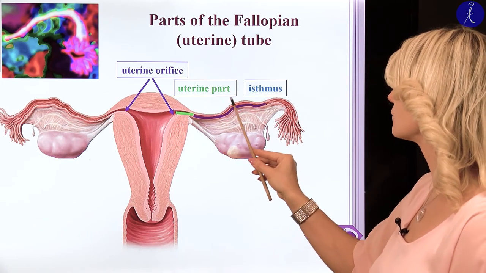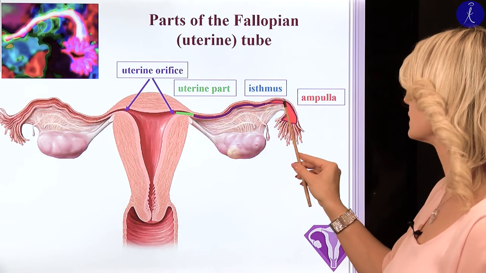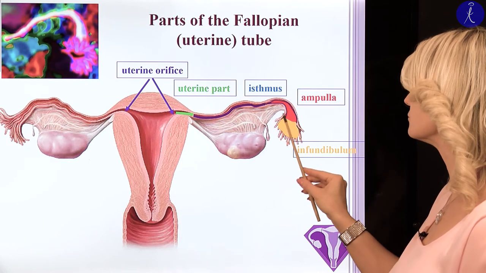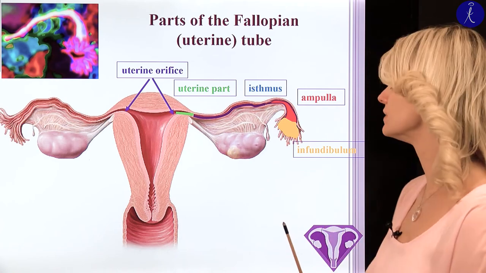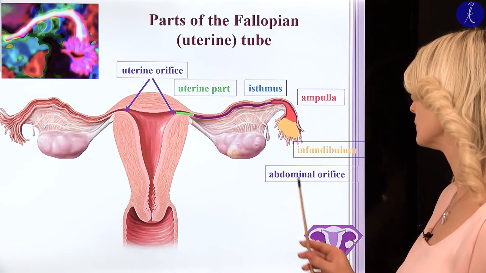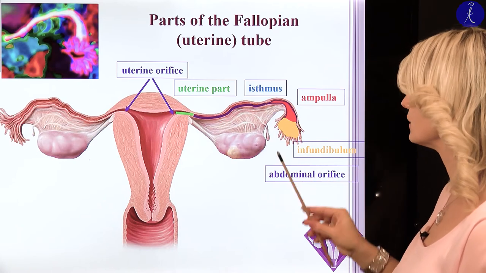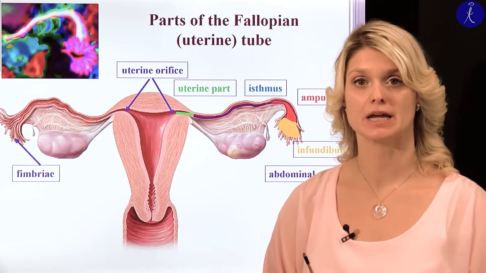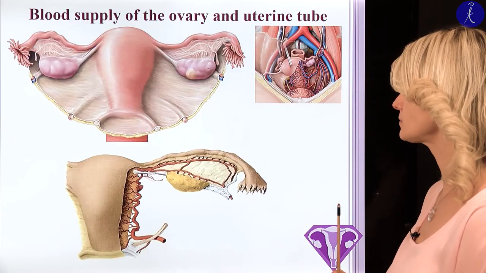After, we have a narrower part, which is called the isthmus. And finally, we can see the ampullary part and the infundibulum at the abdominal orifice of the fallopian tube. Here you can see, at the end, these finger-like protrusions, these are the fimbriae. I told you the function of these structures.